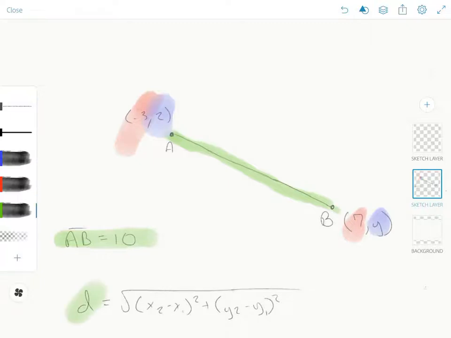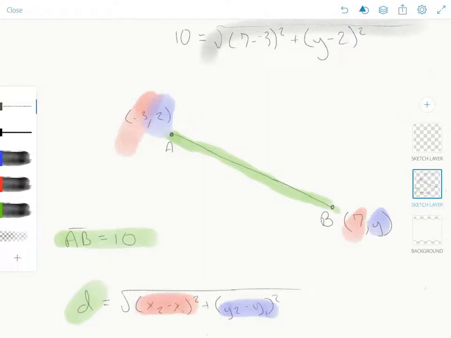The distance is 10, so we'll say 10 is equal to the square root of the difference between x2 and x1, which is just 7 minus -3, and that quantity will be squared. And then the distance between y2 and y1 is not completely known, so we'll just add y minus 2 squared.